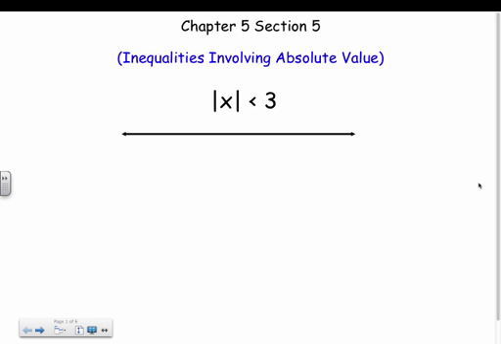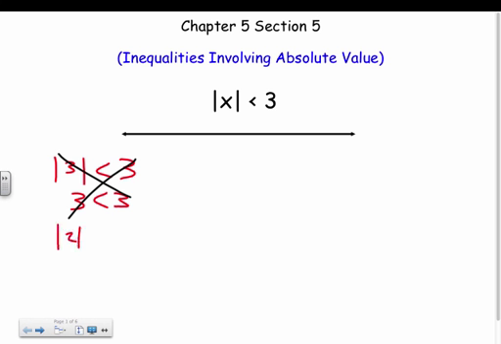Well, let's think about the different positive numbers that I can put in. Let's just start at 3. The absolute value of 3, is that less than 3? Well, the absolute value of 3 is 3. Is that less than 3? No, that does not work. So I can't use 3. Could I go bigger than 3? No, because then the absolute value of 4 isn't less than 3. So I'm going to have to go a little bit smaller.